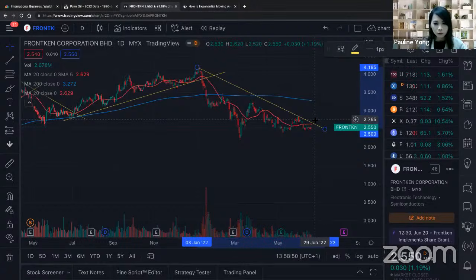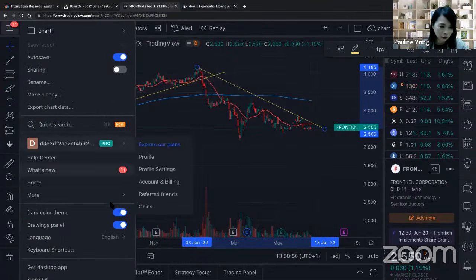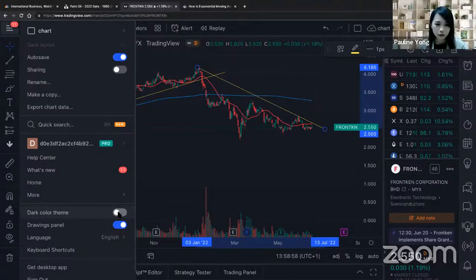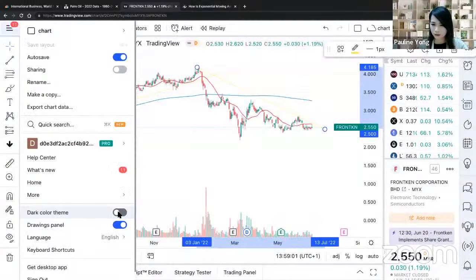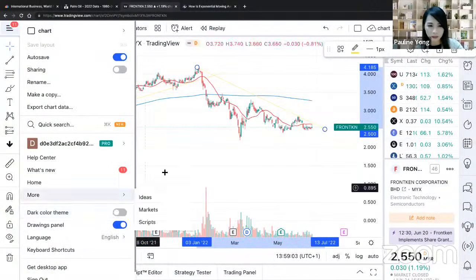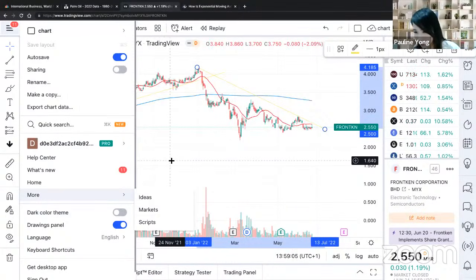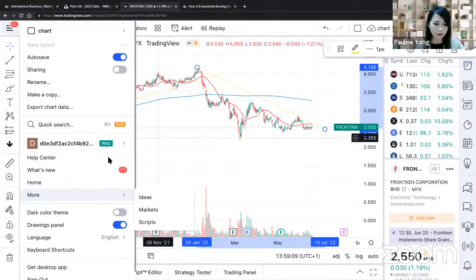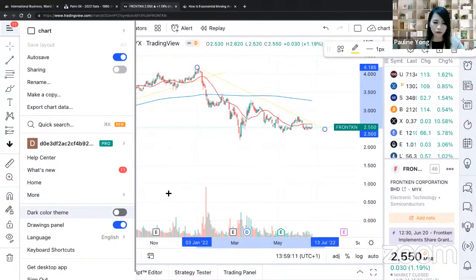If I were to change to white, it will be a bit glaring. If I change to white, do you find it a bit glaring? Is it better if I change to white? Prefer black, right? Yeah, I find this very glaring.